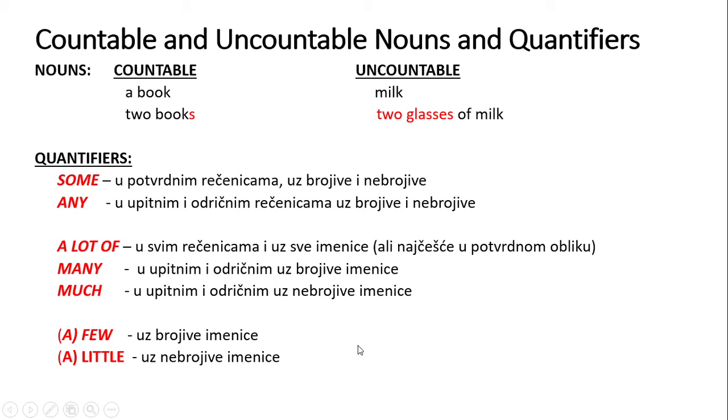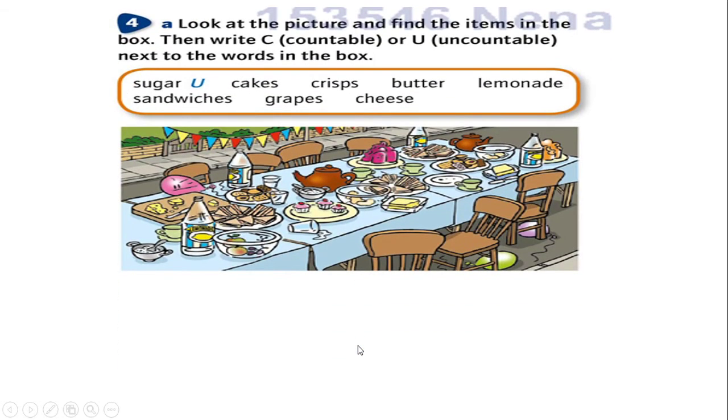Now let's do a little practice. In your books, you can see a picture with some food on the table and the words written in the box. Try to put U or C next to each of these nouns. U for uncountables and C for countable nouns, and then come back to check.